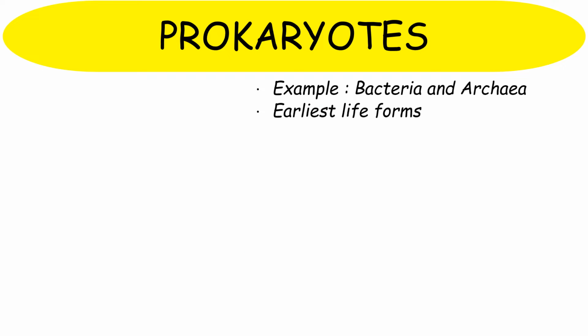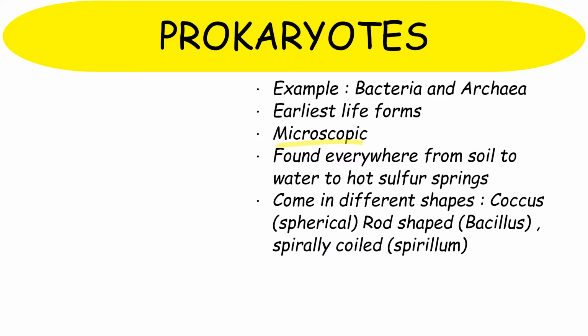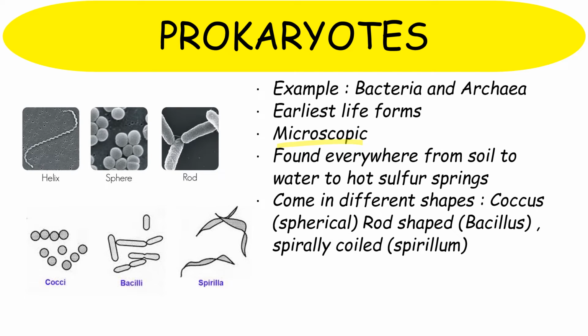Prokaryotes are very primitive and include earliest life forms like bacteria and archaea. They are microscopic, that means they are very small in size. They are found everywhere from air to soil to water to hot sulfur springs. They come in many shapes. The spherical ones are called coccus, the rod-shaped ones are called bacillus, and the spirally coiled ones are called spirillum.